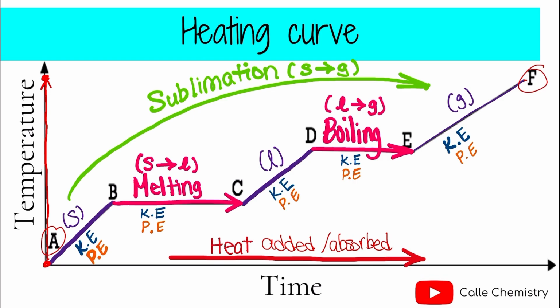Now let's talk about each individual line here in terms of energy, how is it changing? The two energies that we're going to talk about are kinetic energy and potential energy. Now from point A to point B, the temperature is increasing. Point B ends there. So from A to B, the temperature increased. Once again, temperature is a measure of average kinetic energy. So if the temperature is increasing, that means that the kinetic energy is increasing.